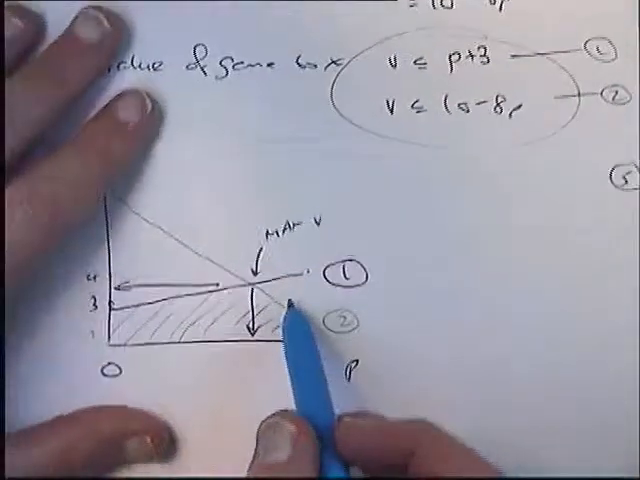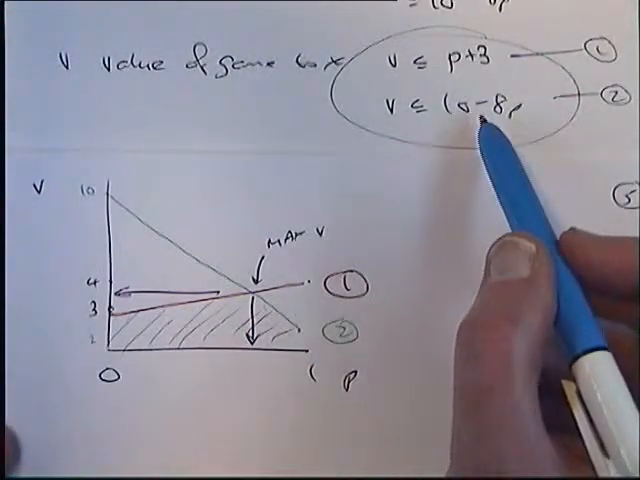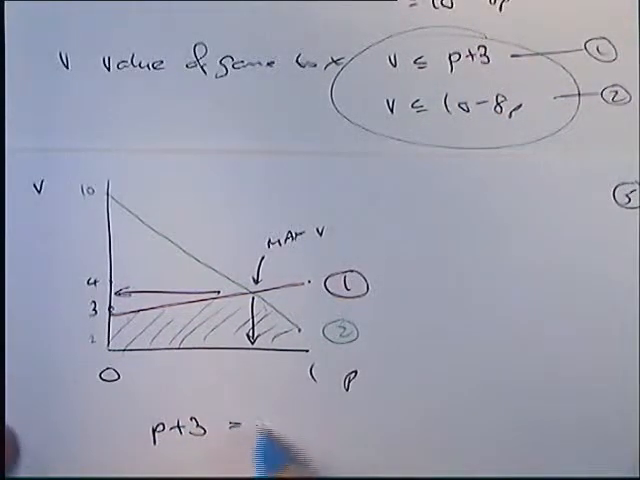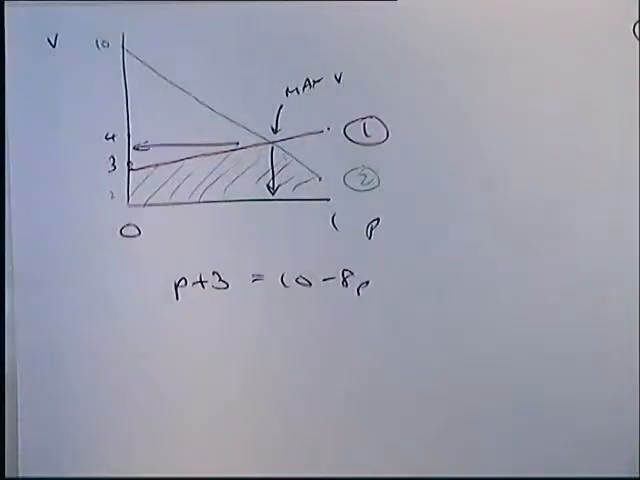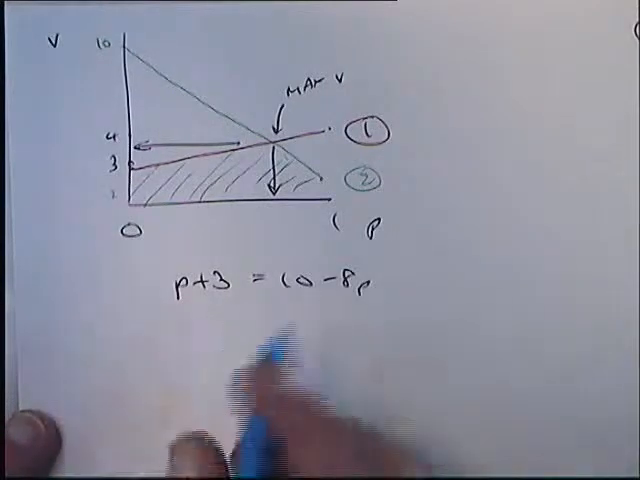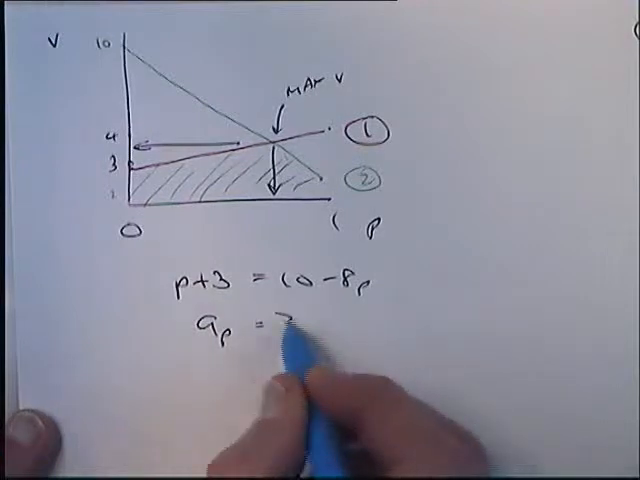So how do I find the p value that does this? Well, it's where these two lines intersect. So what I need to do is put those equal to each other. p plus 3 equals 10 minus 8p. And if I solve that equation, I will find what value of p I need. So if I shove that 8p over here, I'm going to get 9p. And shove that 3 over there, I'm going to get 7.